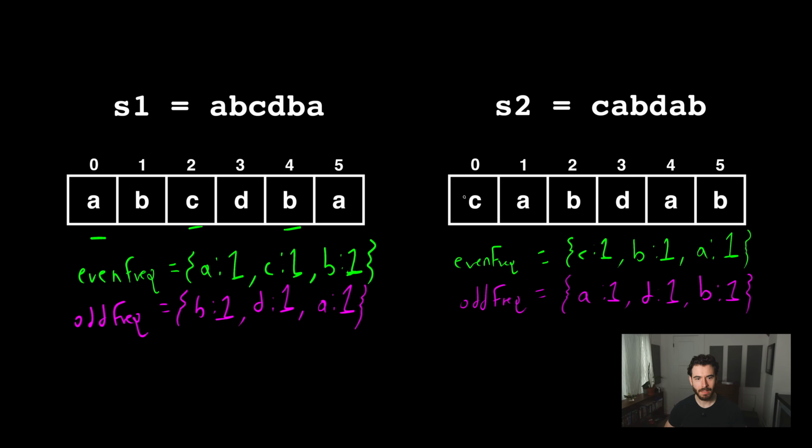And if we did the same for S2, we'd end up with two other hash maps, one for the even frequencies and one for the odd frequencies. Then we could just compare the even frequency hash maps and the odd frequency hash maps, and if they have the same frequencies, we could return true.